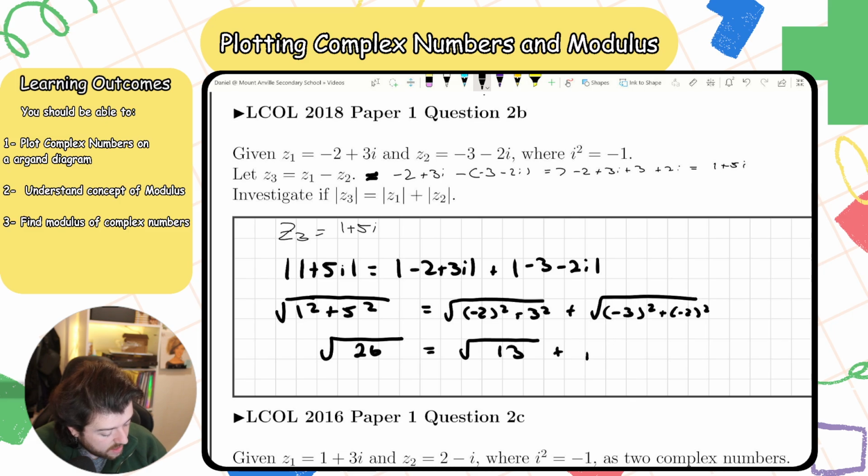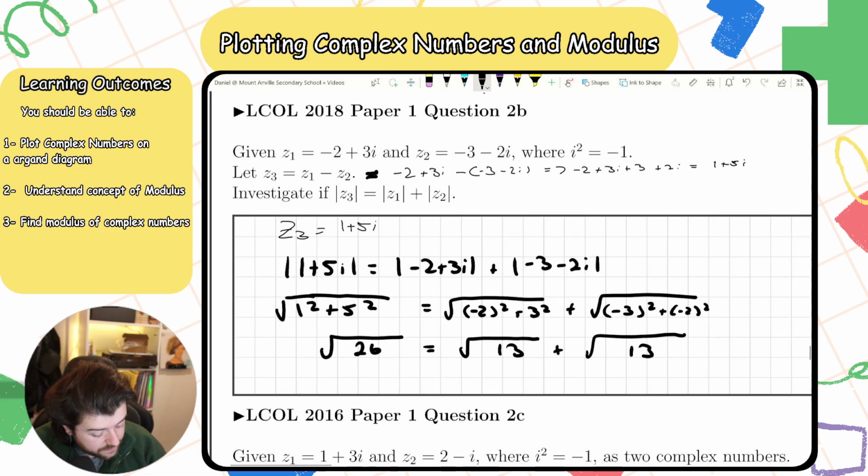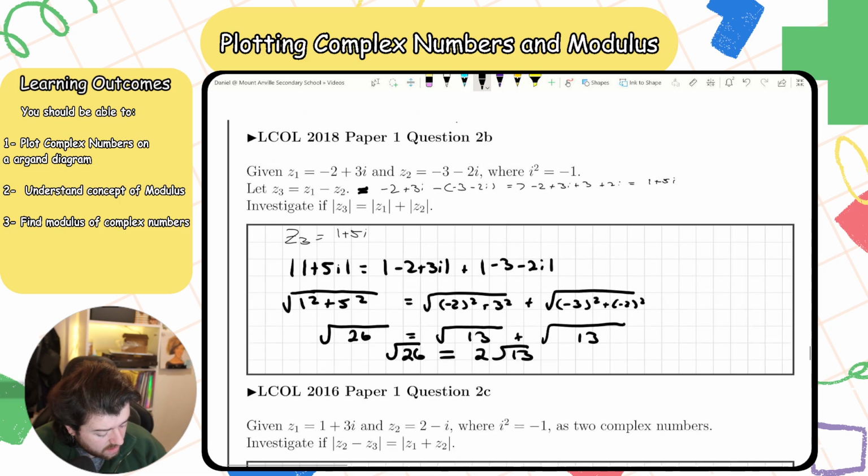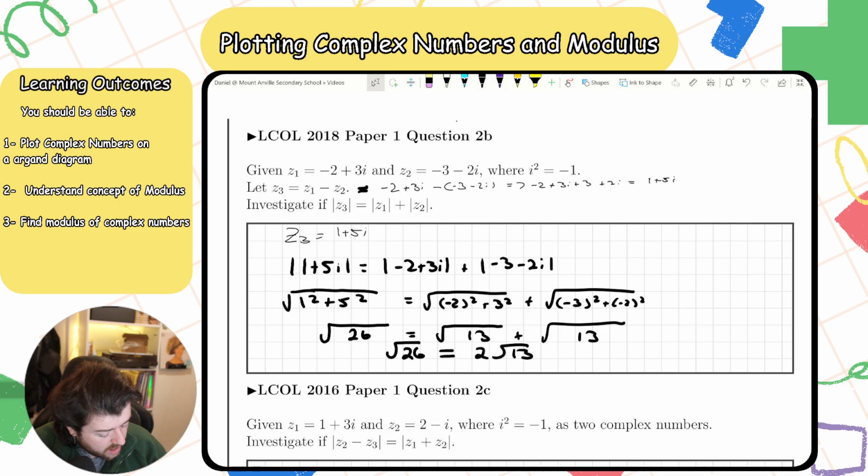And then here is going to be equal to minus 3 squared is 9. 9 plus the square root of minus 2 all 3 squared is 4. So 9 plus 4, which is 13. So root 26, is that equal to 2 root 13? I don't think so. No, they are not equal.